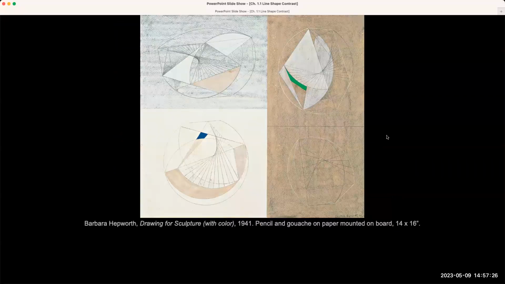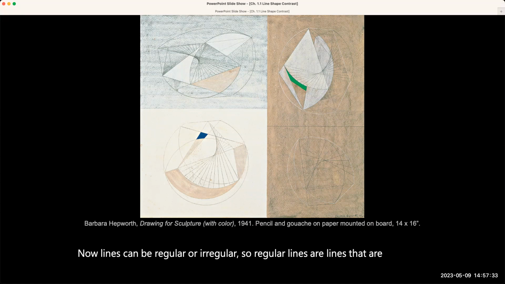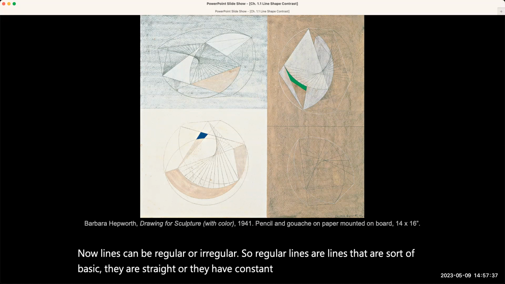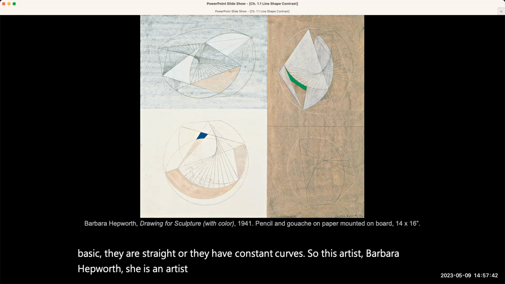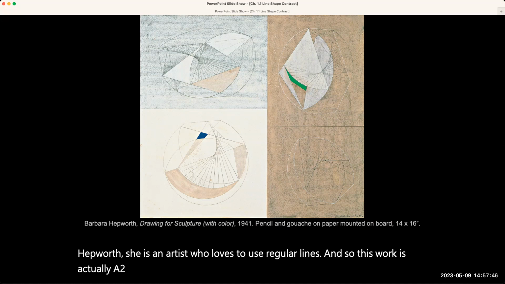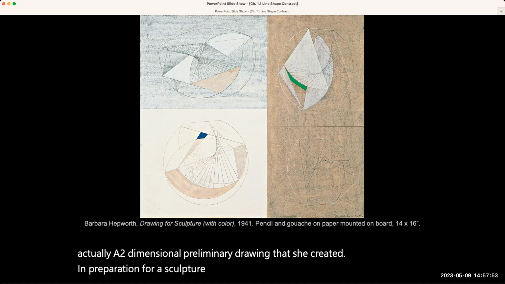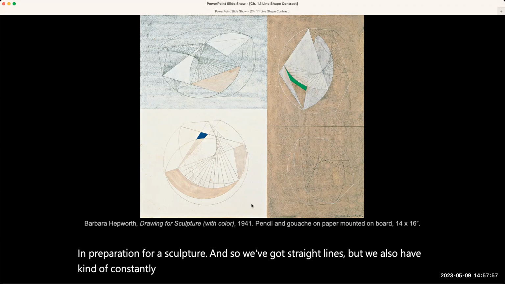Now, lines can be regular or irregular. So, regular lines are lines that are sort of basic. They are straight or they have constant curves. So, this artist, Barbara Hepworth, she is an artist who loves to use regular lines. And so, this work is actually a two-dimensional preliminary drawing that she created in preparation for a sculpture. So we've got straight lines, but we also have kind of constantly curved lines here.